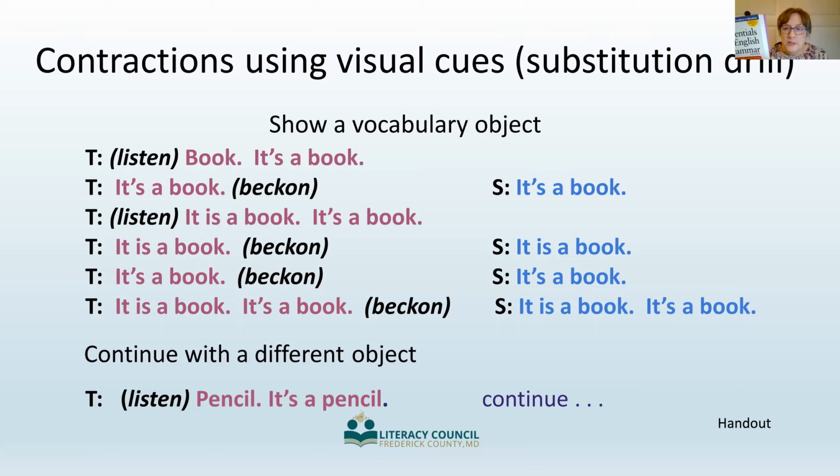It's a book. It's a book. Good. It is a book. It's a book. It is a book. It's a book. Great. What a fast learner. And so we would practice the same way with other objects or other word formats that we were trying to teach the student.